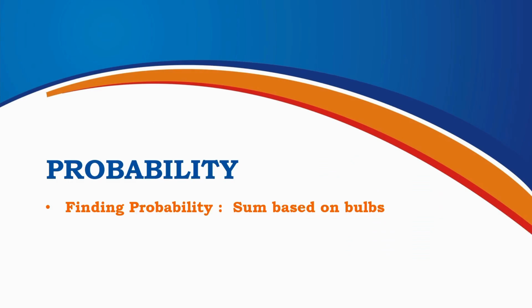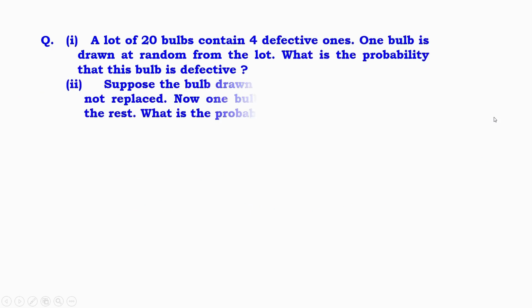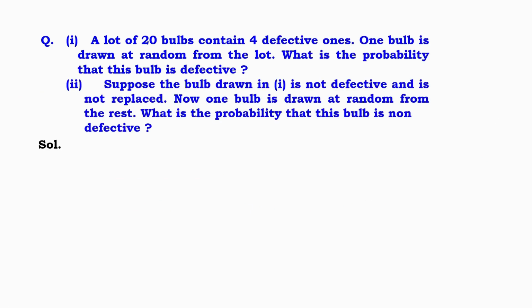Now the next topic will be finding the probability of sum based on bulbs. Okay, so let us take a look at the problem. First part: a lot of 20 bulbs contains 4 defective ones. One bulb is drawn at random from the lot. What is the probability that this bulb is defective?